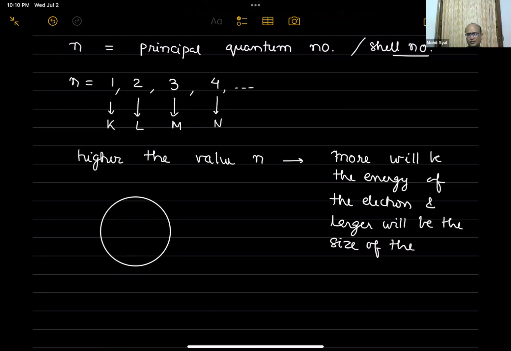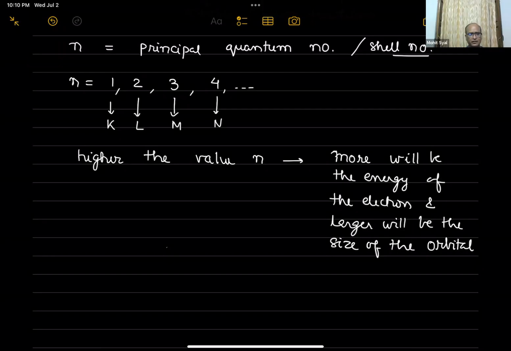But Bohr used shell. Now we are going to use orbital. Bohr used the term orbit like this. Now we know this is not an orbit. This is a cloud, the whole electron cloud. So higher the value of n, more will be the energy of the electron, larger will be the size of the orbital. Is it clear?